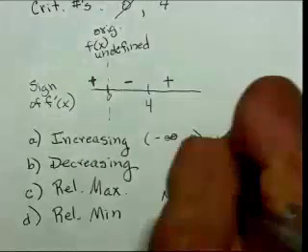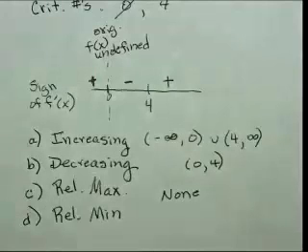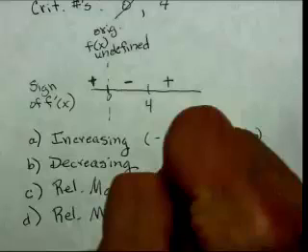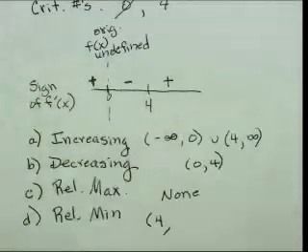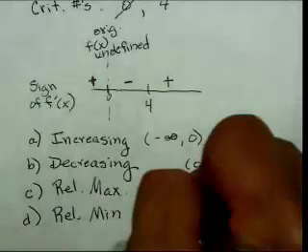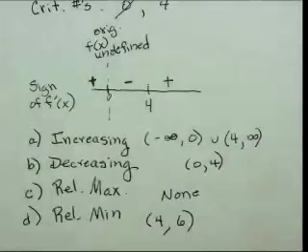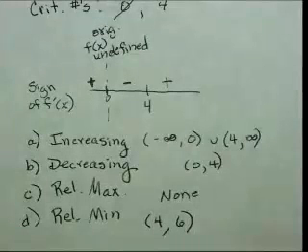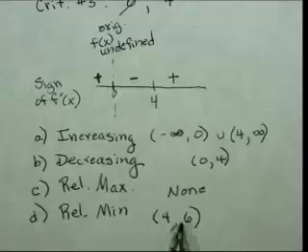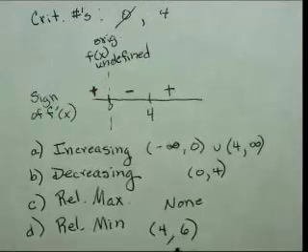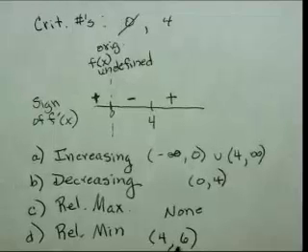And then relative min, 4, and whatever I get when I plug 4 into the function, I think that would be 6. And you plug that 4 into the derivative, correct? No, that's a plug point on the original function. When you're substituting x values to find points on the function, make sure you're substituting the x into the original function.